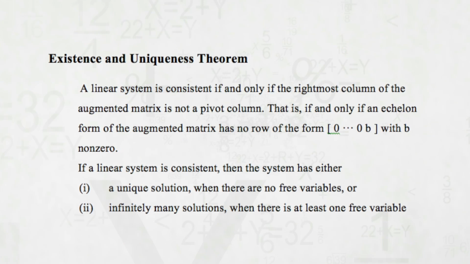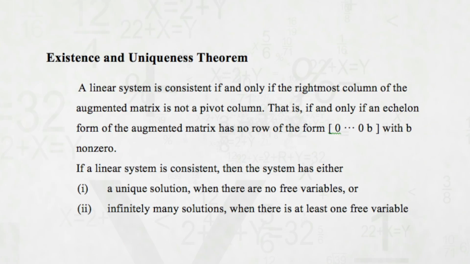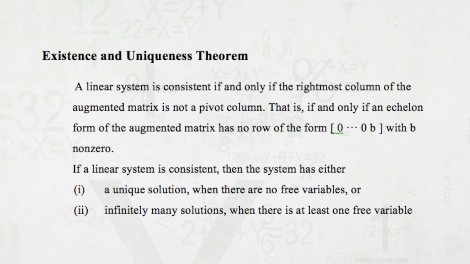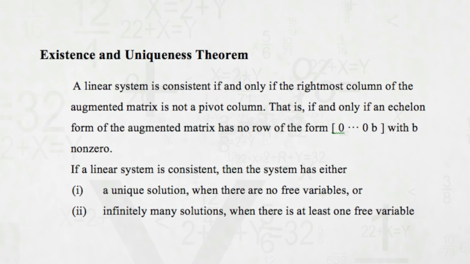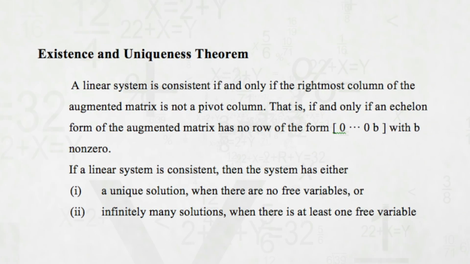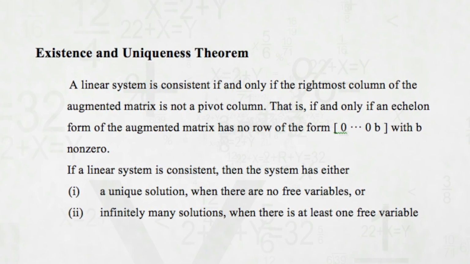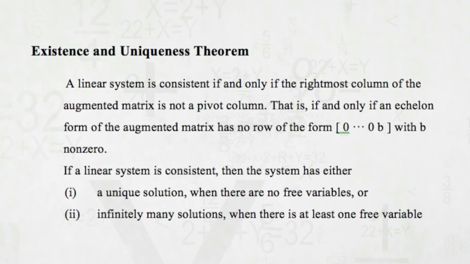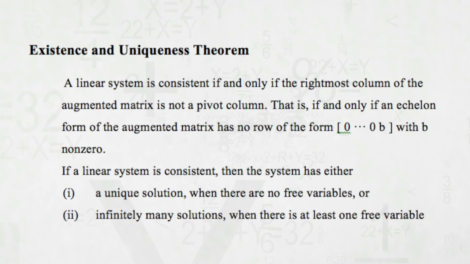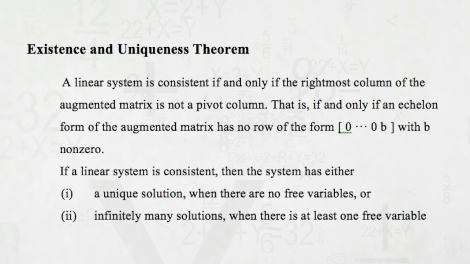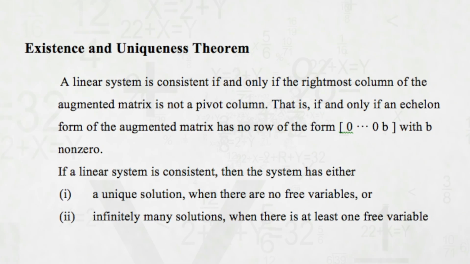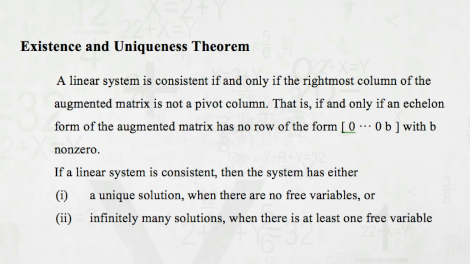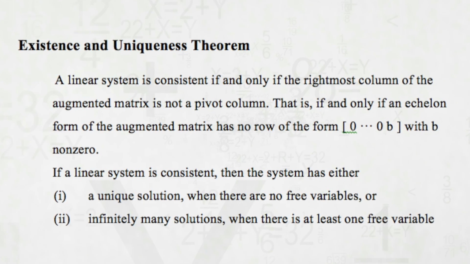We shall see a theorem called the existence and uniqueness theorem. A linear system is consistent if and only if the rightmost column of the augmented matrix is not a pivot column. That is, if and only if an echelon form of the augmented matrix has no row of the form 0 0 0 b with b non-zero. If a linear system is consistent, then the system has either a unique solution when there are no free variables, or infinitely many solutions when there is at least one free variable.